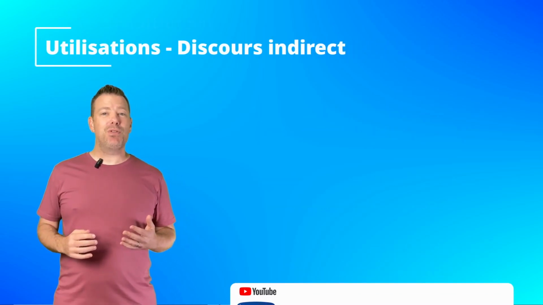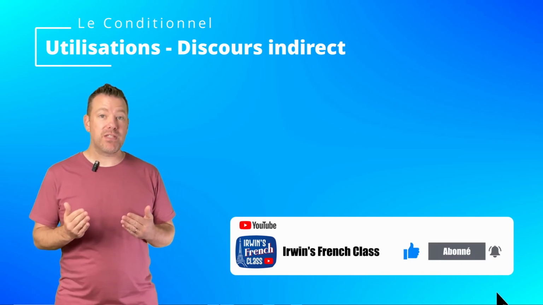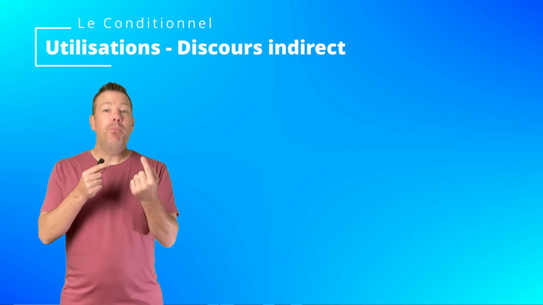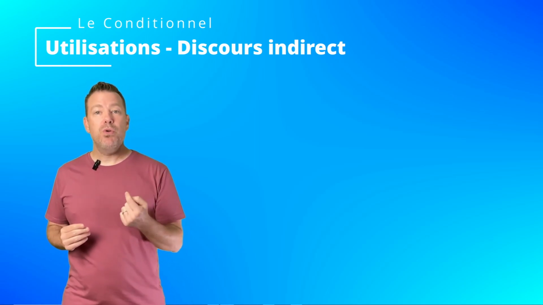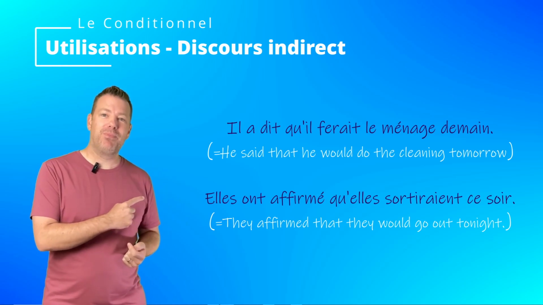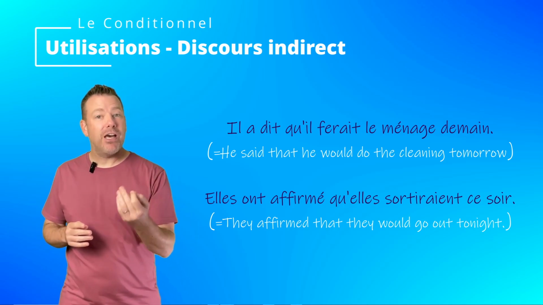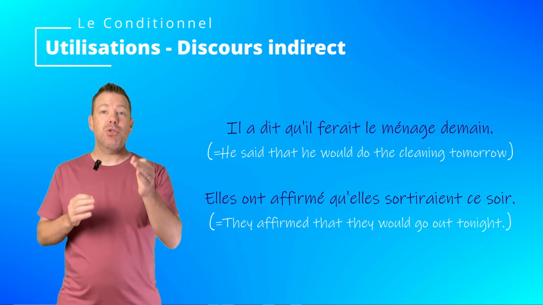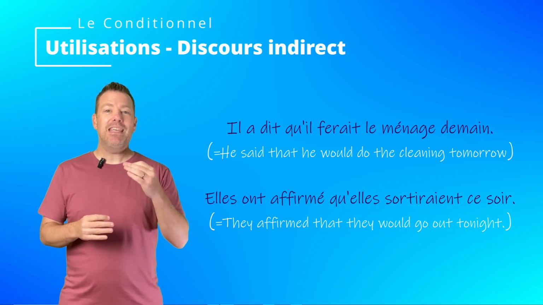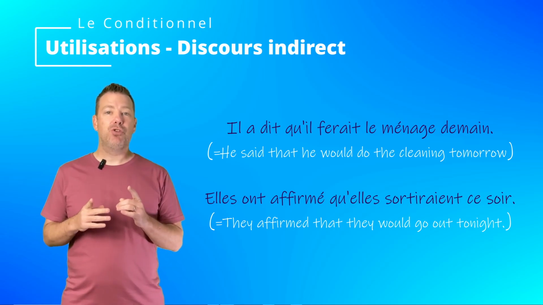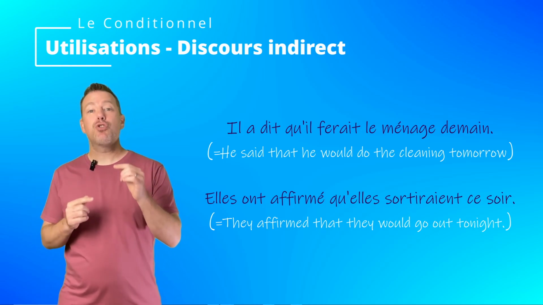The third and last use is in indirect speech to describe what people said or thought in the past about a future event. It describes what they say would happen. For example, il a dit, that's in the past, il a dit qu'il ferait le ménage demain. So he said that about a situation that would happen. Il a dit qu'il ferait le ménage demain. Elles ont affirmé qu'elles sortiraient ce soir.